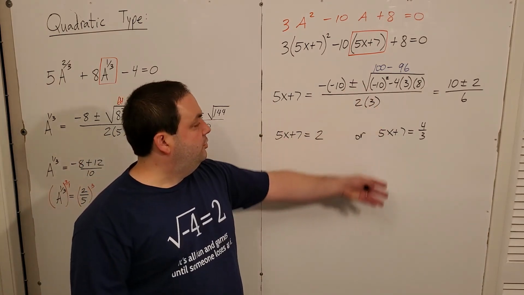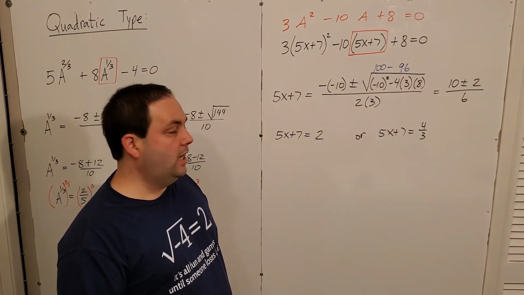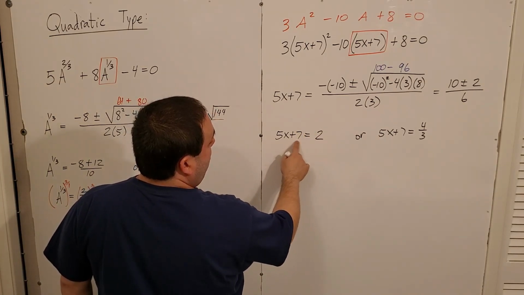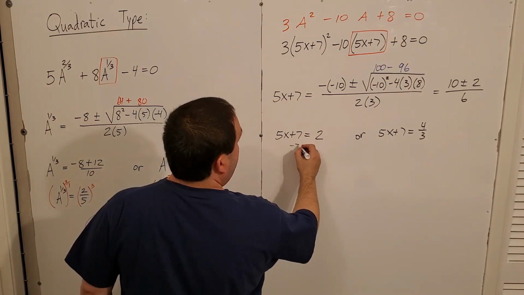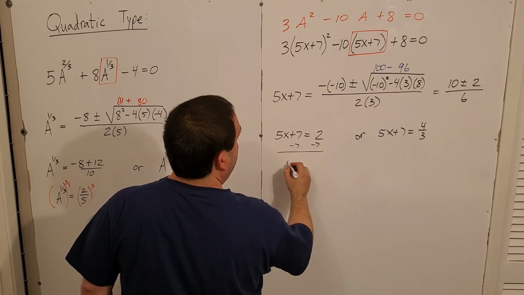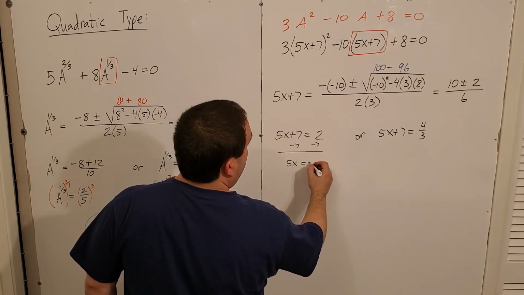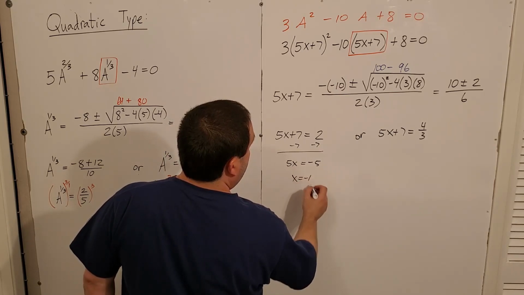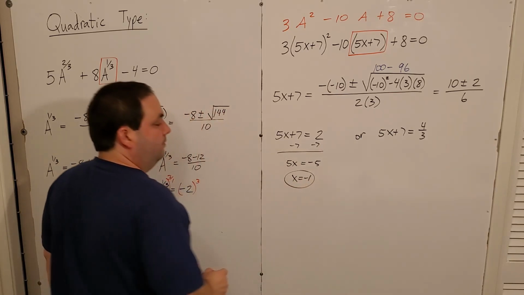Well, look, I've got two real quick linear equations that I can solve. This one's even faster than the other one. It's already just a whole number. If I just subtract 7, negative 5, divide by 5, I get x is negative 1, right? Got one answer.